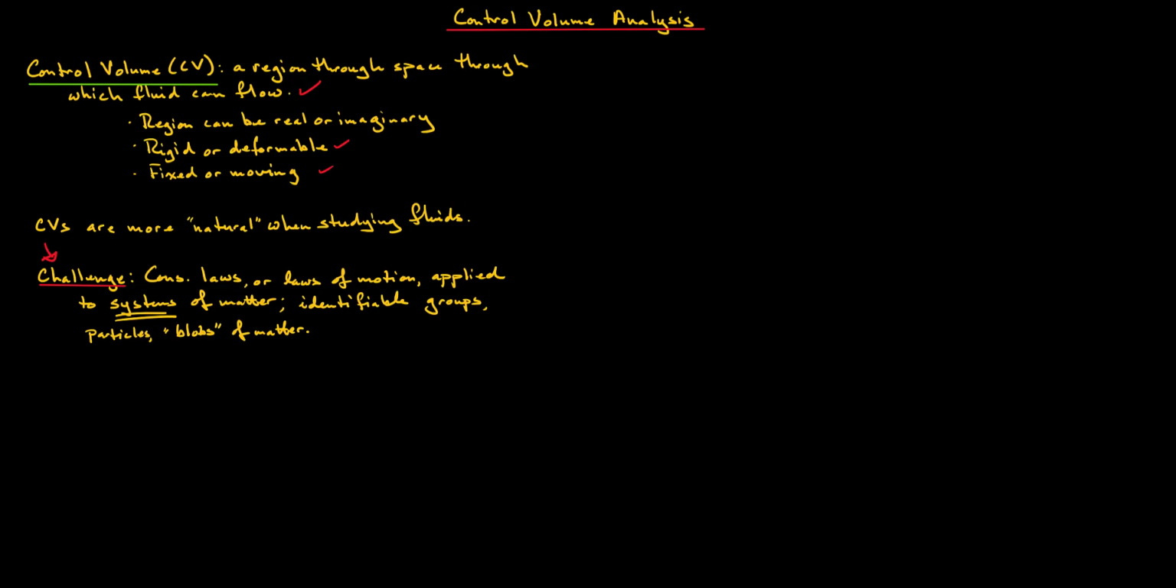So the question is here, how do we reconcile our known conservation laws, which apply to specific particles of matter, with our desire to simply observe the flow passing through a region of space? So this will be the focus of this video and the next couple of videos as well. And this is precisely what control volume analysis does. It is a way of reconciling this challenge of our conservation laws being applied to an identifiable particle or group of particles with our desire to just observe a region in space.